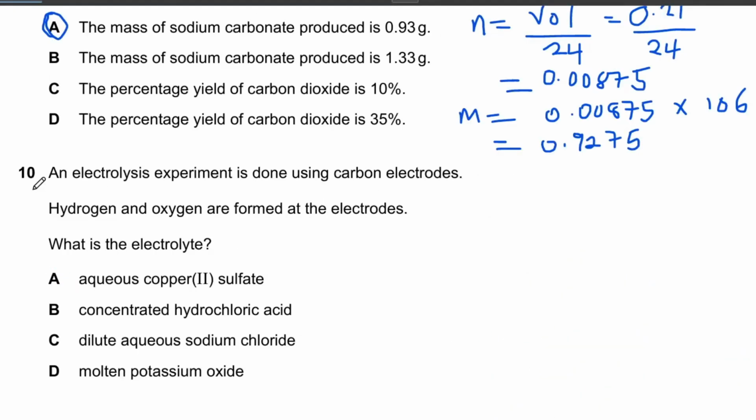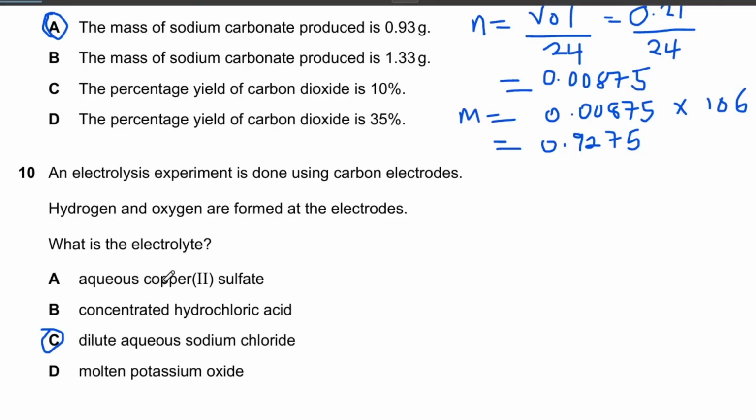Question 10. An electrolysis experiment is done using carbon electrodes. Hydrogen and oxygen are formed at the electrodes. What is the electrolyte? Since oxygen is formed, that means it's going to be a dilute aqueous solution. So therefore, our answer is C.